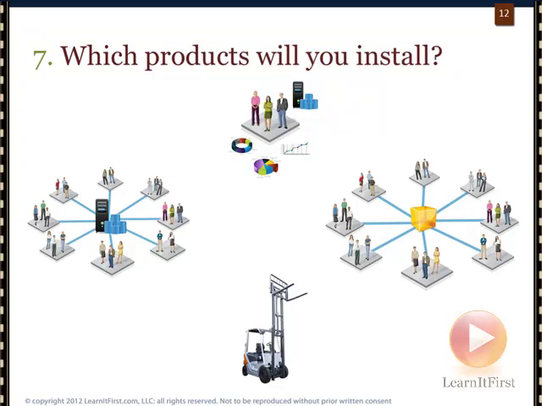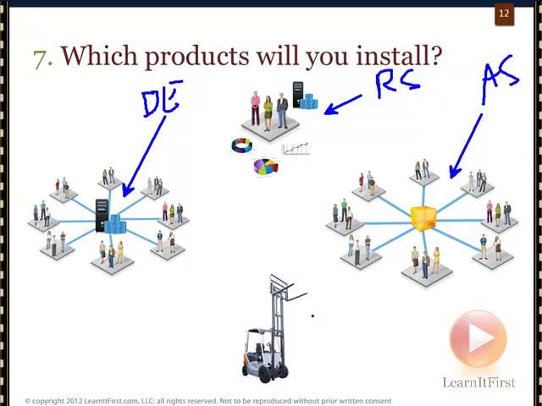Now, number 7, which of the products are you going to install and where? In many environments, you'll end up having multiple servers. Here's a box over here, and you're just going to install the database engine on that one. And then here, you're just going to install reporting services. And then here, you install analysis services. And maybe here also you'd install SSIS, or maybe that's a separate server.